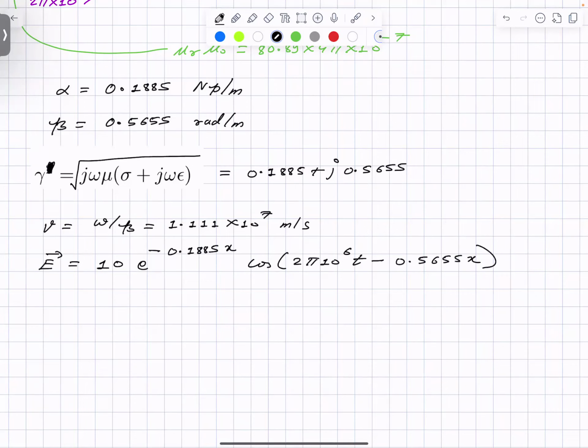Now, all of this came from the direct formula, right? Now, the next one is magnetic field intensity. That is, we have to take a few steps to find the magnetic field intensity. And so this will be similar to what we did in free space.